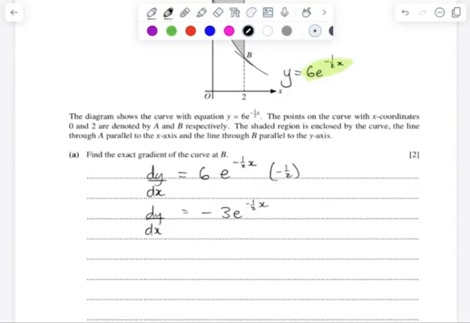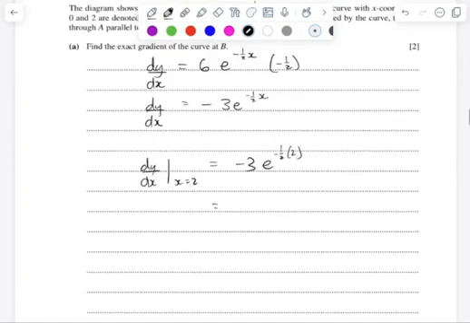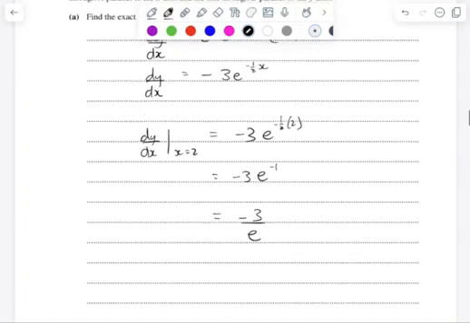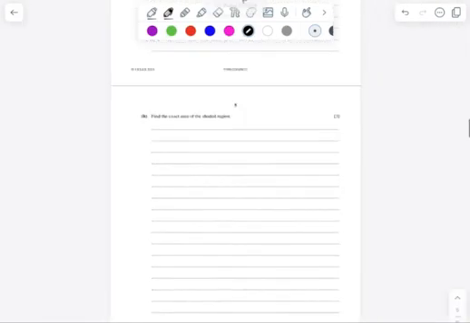Now I need to plug in a point. They do say find the exact gradient. That's minus a half times 2. So my answer is going to be -3 times e^(-1), which is the same as -3/e. Okay, that's my exact gradient at that point.